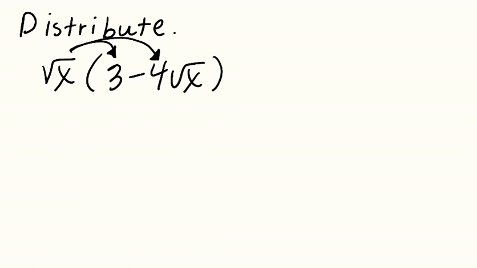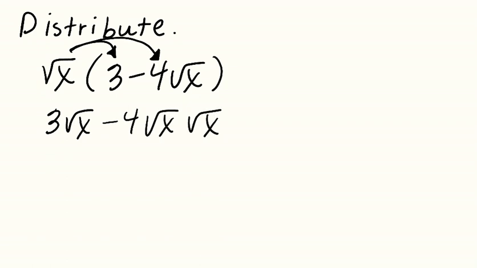So this is 3 square roots of x minus 4 times the square root of x times the square root of x. Now we know that the square root of x times the square root of x is just going to be x. And so that's 3 root x minus 4 times regular x.